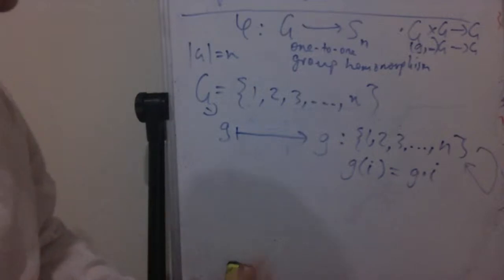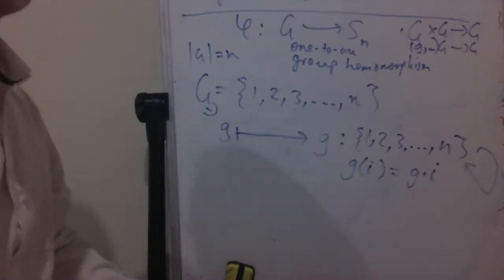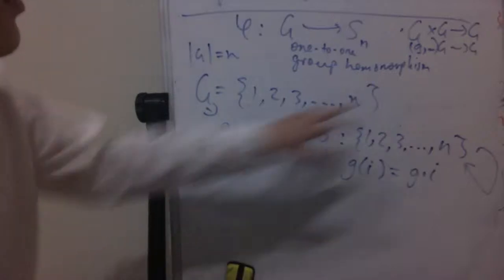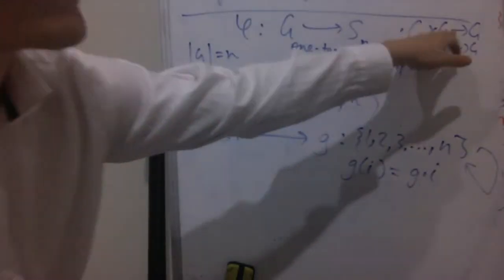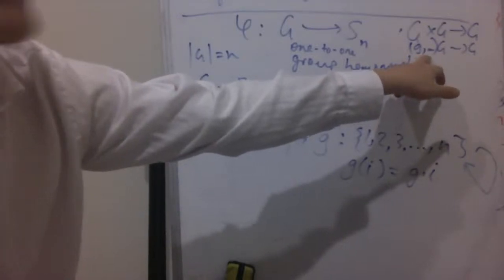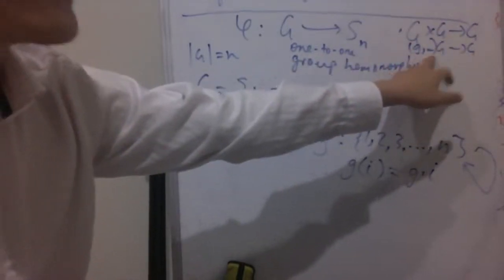And we have to verify that it's a function. It is a function because we define it like this. We restricted it from that function to one of these subsets. If you restrict a function to a subset, it's still going to be a function.